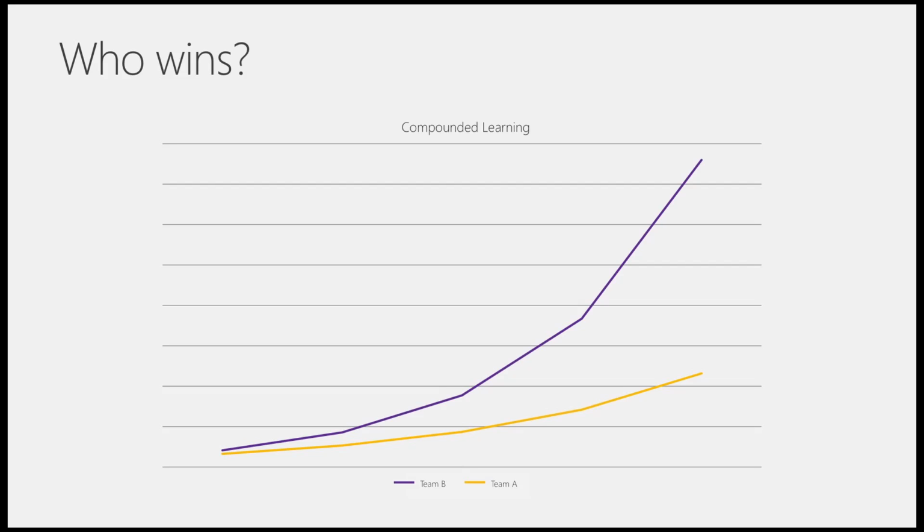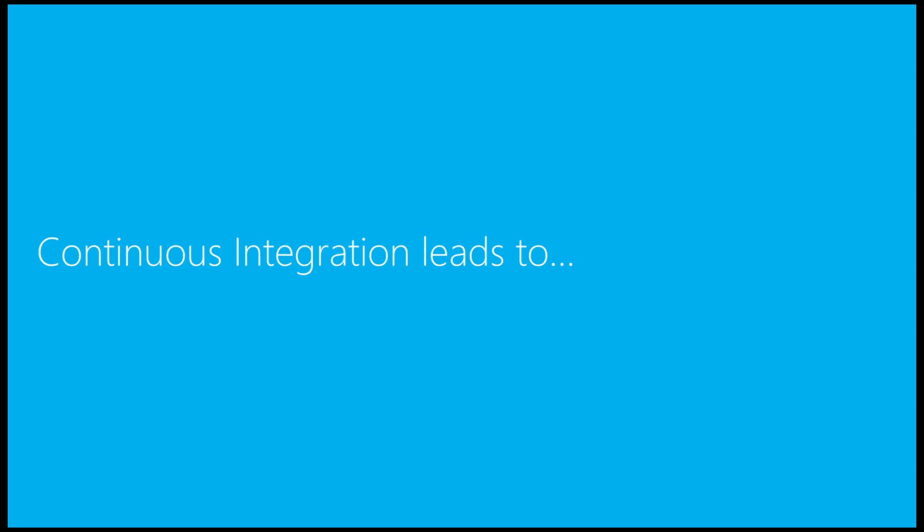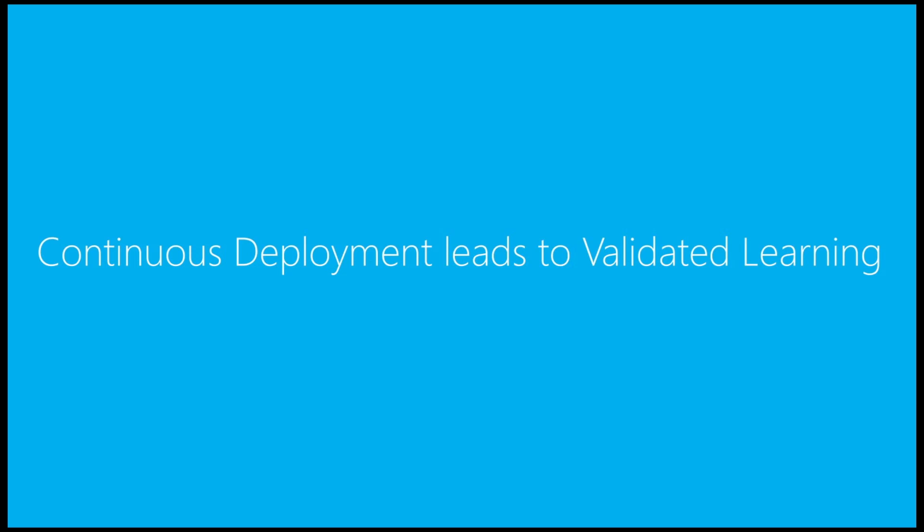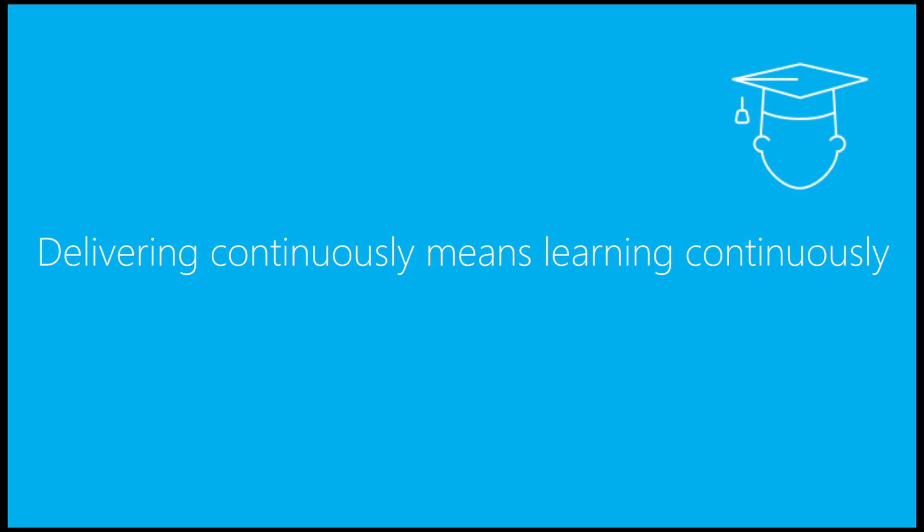So there's a set of syllogisms to think about here. I need continuous integration. And if I have that, then I can have continuous quality. And if I have continuous quality, I can have continuous deployment. And because I have all of these things, I can have validated learning. So really, what does it mean? Continuous delivery means that you can learn continuously and much faster than your competition can.